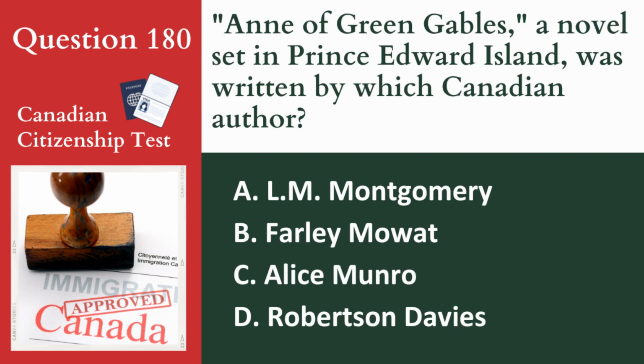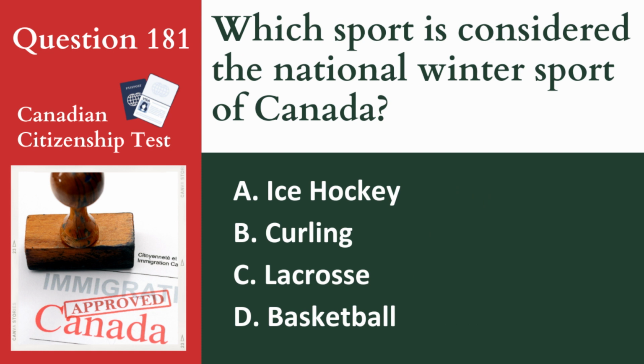Question 180. Anne of Green Gables, a novel set in Prince Edward Island, was written by which Canadian author? A. L. M. Montgomery. B. Farley Mowat. C. Alice Munro. D. Robertson Davies. Answer: A. L. M. Montgomery. Lucy Maud Montgomery wrote the famous Canadian novel Anne of Green Gables, set in the pastoral landscape of Prince Edward Island.